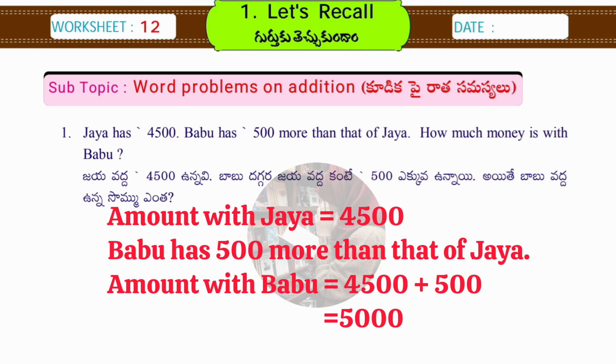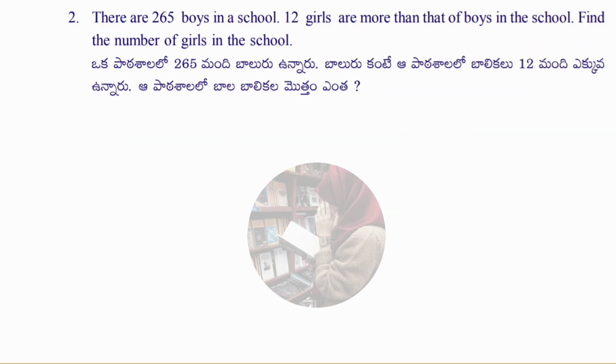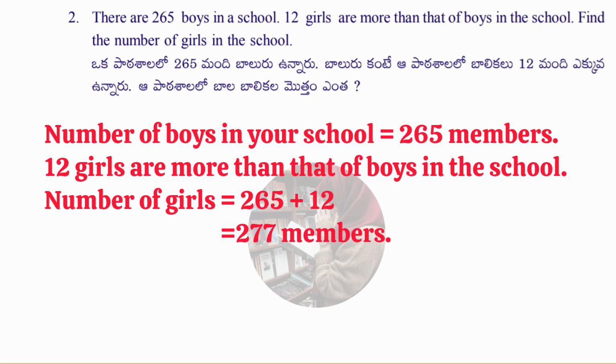Okay, let's see the second question, which is there are 265 boys in a school. 12 girls are more than that of boys in the school. Find the number of girls in the school. Okay, in a school there are 265 boys. Okay, only 265 boys. If we count the girls, there are 12 girls more than that of boys. Means 265 plus 12. We have to add, the result will be the total number of girls in that school.